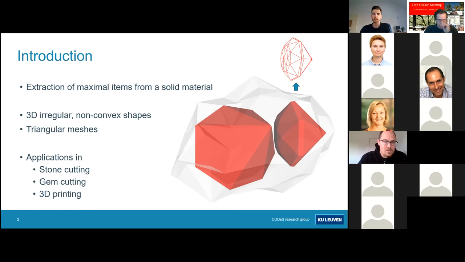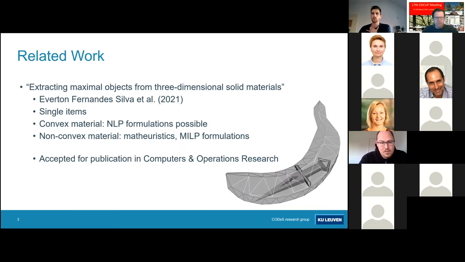These problems have applications in stone cutting and gem cutting, but also arise in the context of 3D printing if you want to maximize a shape. I first want to mention some of the work of one of my colleagues, Everton Fernandez Silva. He explored the possibility of solving these kinds of problems for single items, and he used nonlinear programming formulations for the convex cases. And when the material was non-convex, he resorted to matheuristics and mixed integer linear programming.